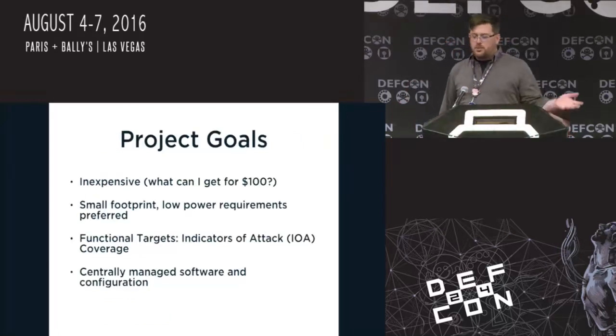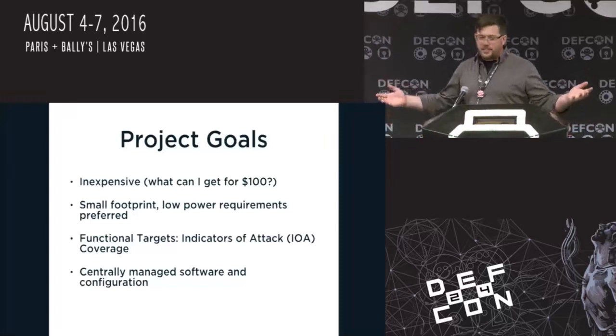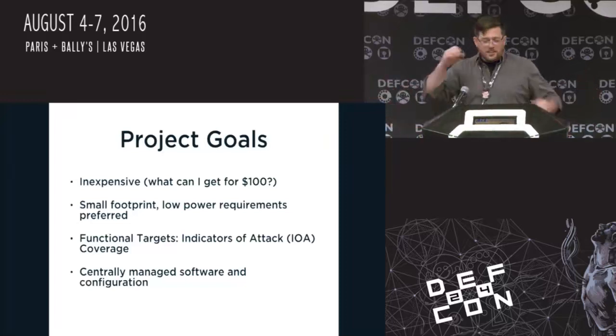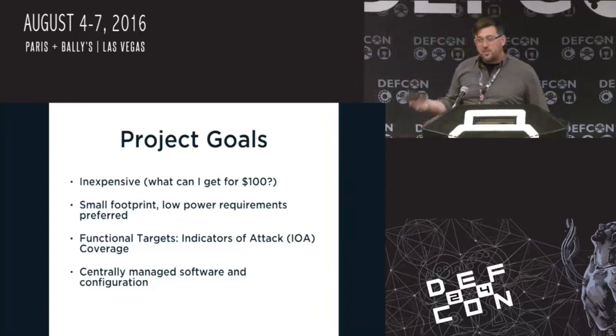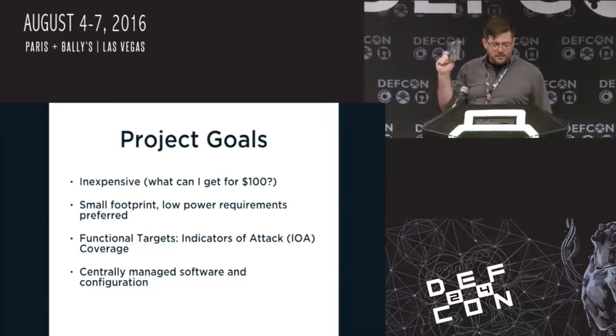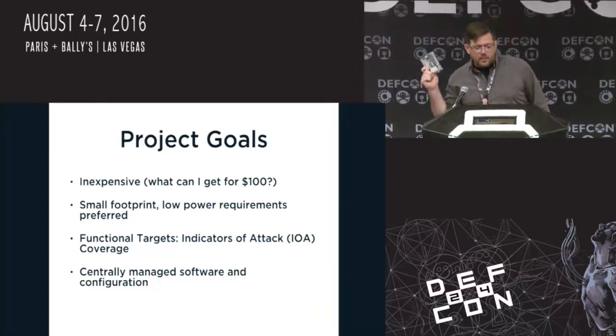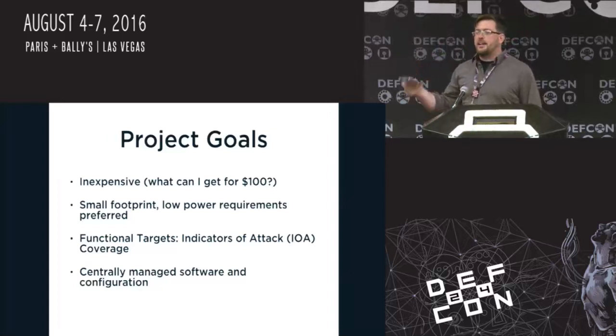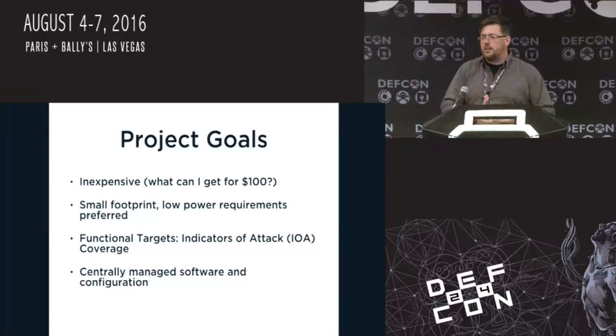The original project goals. It's Vegas. I think it's okay to ask what you can get for $100. So that was the goal, to see if I can get the target price under $100 for the first iteration. I wanted a low footprint. For the raw materials, I wanted it to be at least as small as this. And for functional targets, I wanted to be able to pretty much use the indicators of attack as a metric on whether or not I would be successful detecting rogue BTSs. And centrally managed software and configuration.